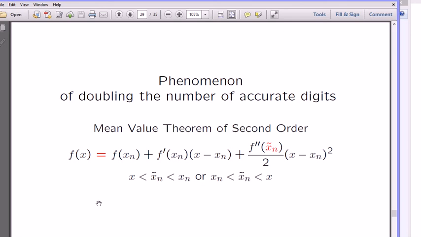So these two things are equal to each other. And this x_n tilde is actually in between where the quadratic approximation is calculated and your input value. If the function is quadratic, this gets actually really simple. So that's why I'm going to explain it.